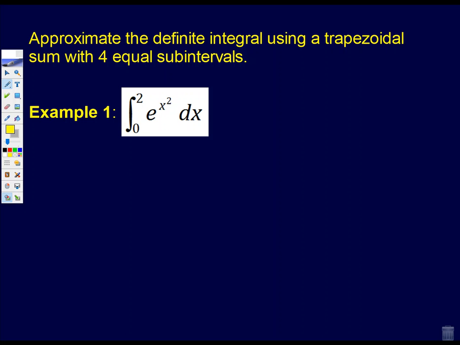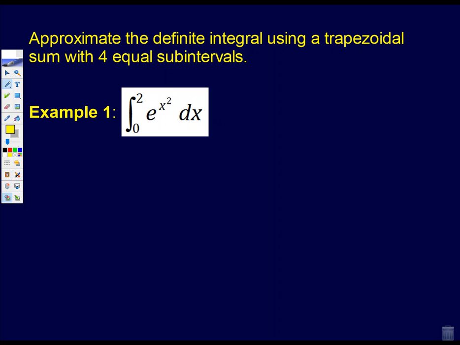But this is a continuous function, and I could graph it in the first quadrant, and we would see that there is area there. And so the only way to evaluate this integral is to estimate its value with a numerical integration method, and we're going to try the trapezoid method today.